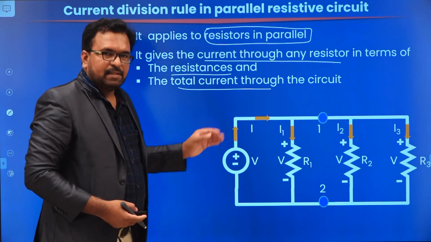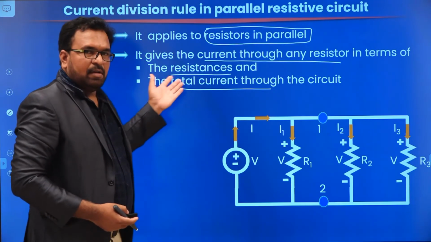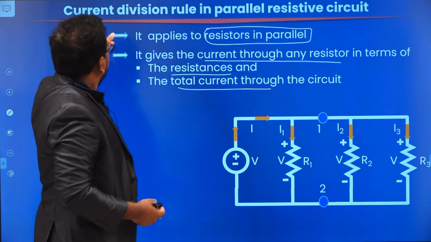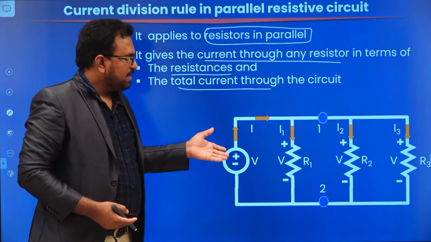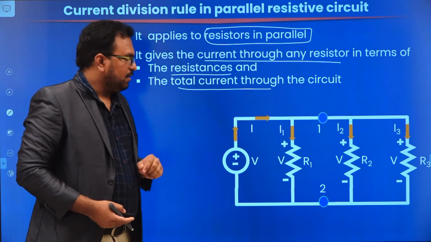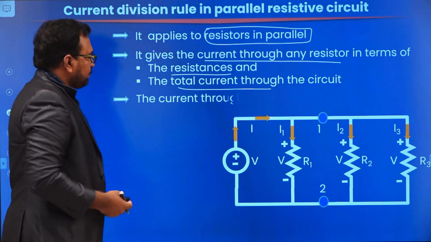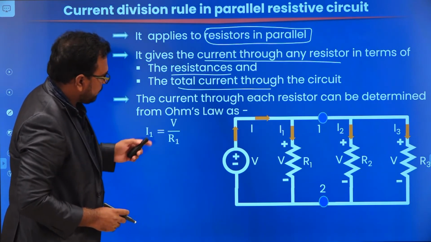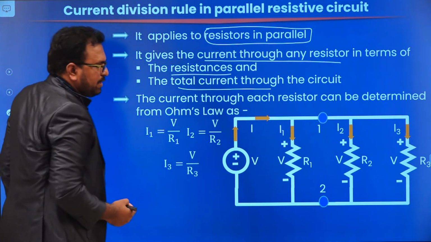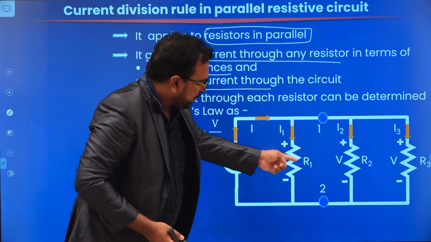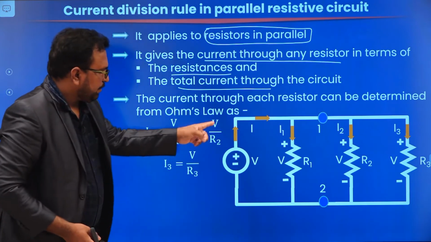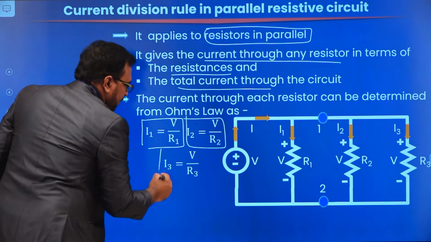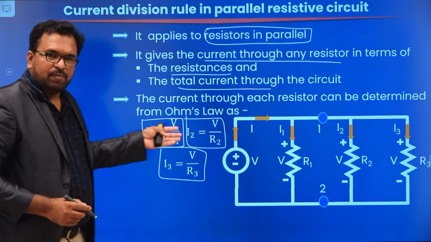Now let us start from the basics. Just like we have applied in voltage division rule, let us use Ohm's law as well as Kirchhoff's current law to apply the current division rule. Since it is a parallel circuit, we are going to use KCL. From Ohm's law, the current through each resistor can be determined as: the current through R1 is I1, and I1 will be equal to V divided by R1. Similarly, I2 is V divided by R2, and I3 is V divided by R3. This we can get from Ohm's law.